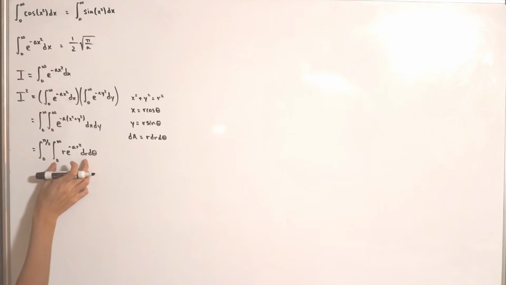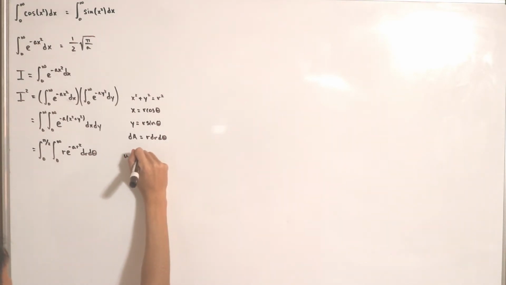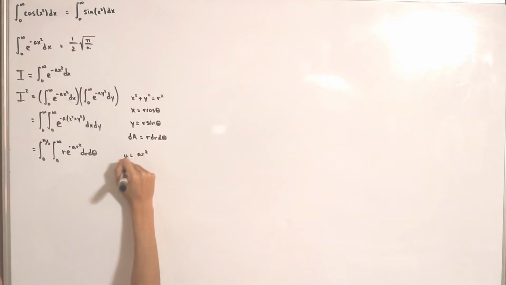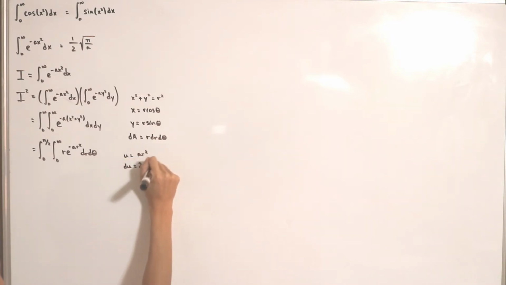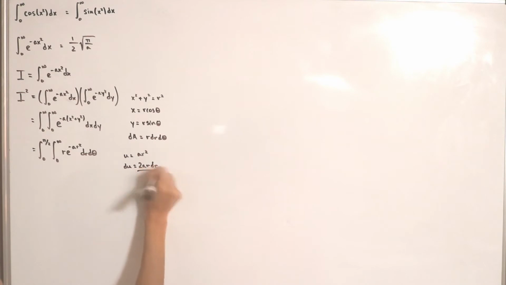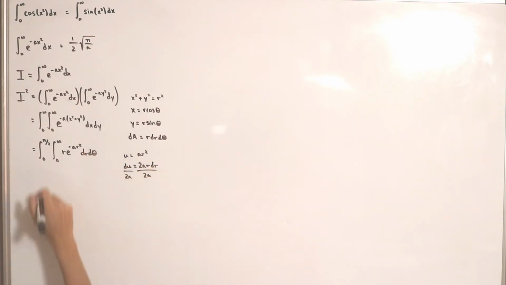Specifically, we focus on integrating this with respect to r. Doing our u substitution, we let u equal a r squared, then du is equal to 2 a r dr, and I can divide by 2a on both sides, so that when we do the substitution, the r dr cancels out.